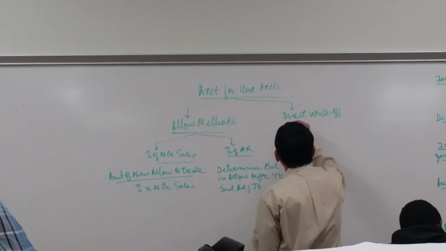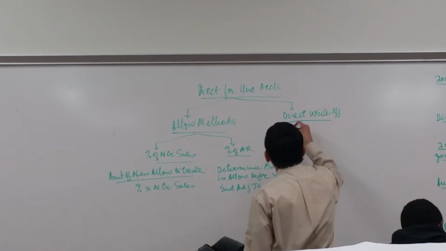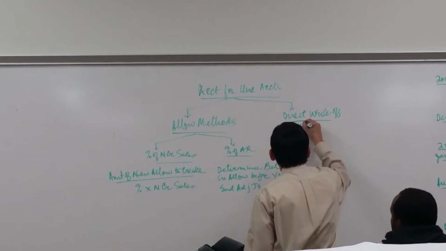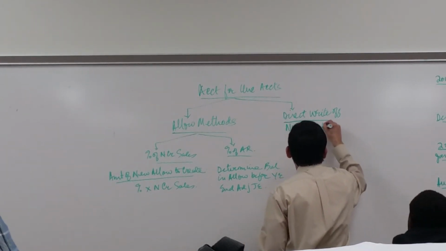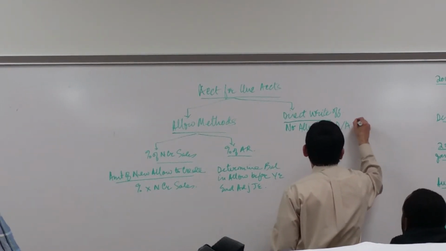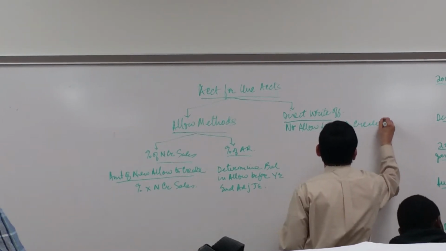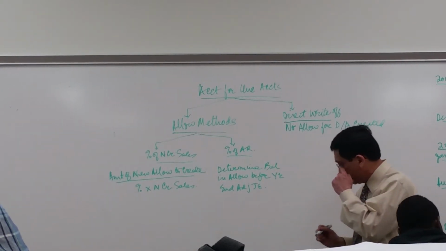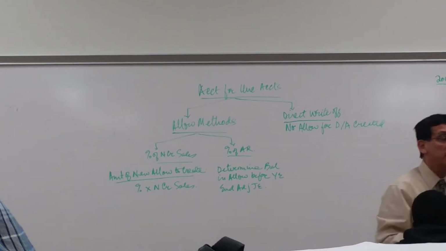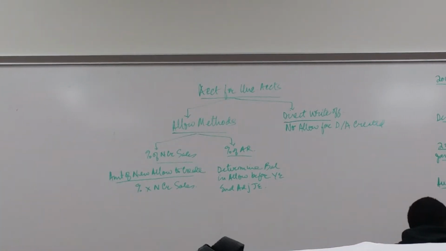Under the direct write-off method, no allowance for doubtful accounts is created. There is no advance provision for accounts that may go bad. You write off an account when an account goes bad. Nothing is done ahead of time.